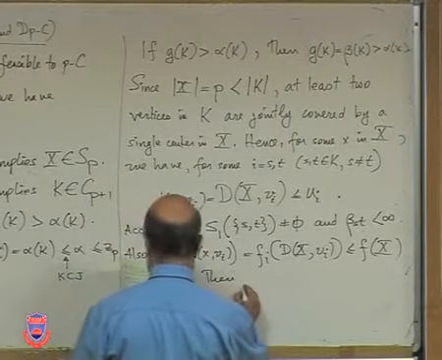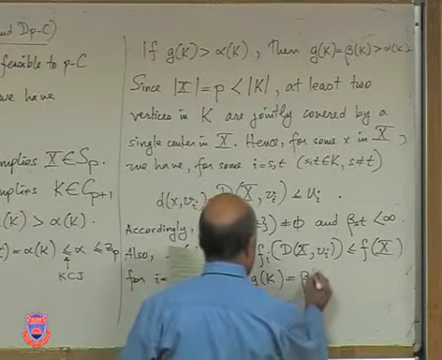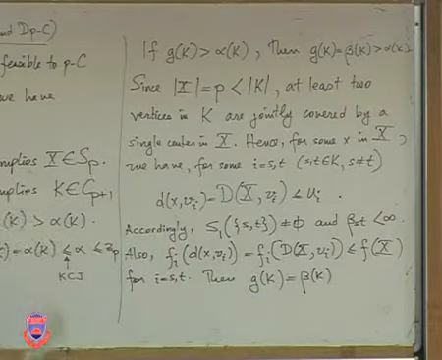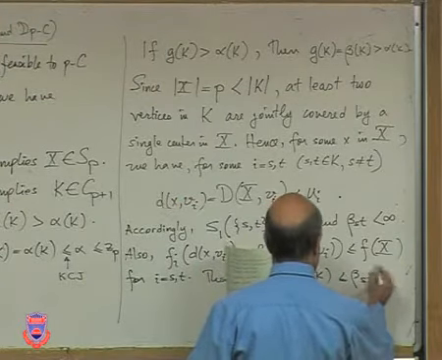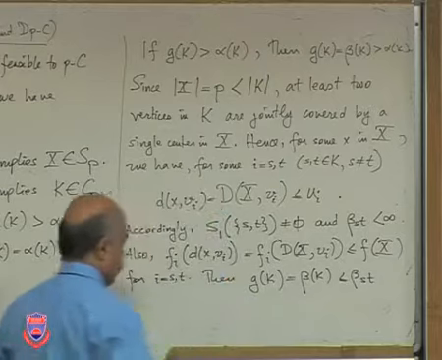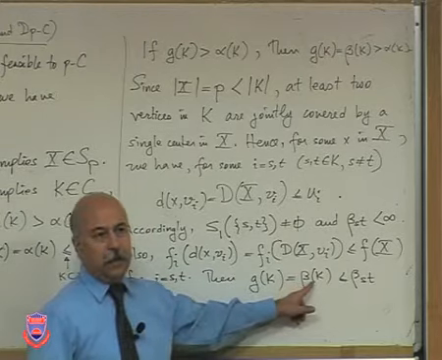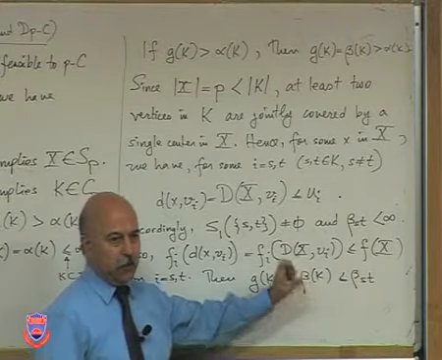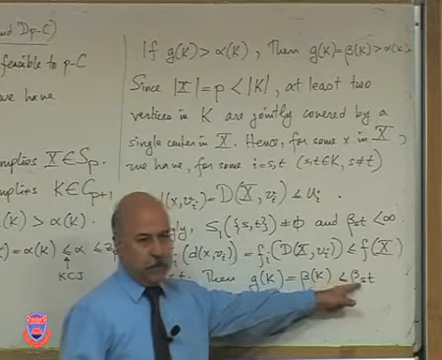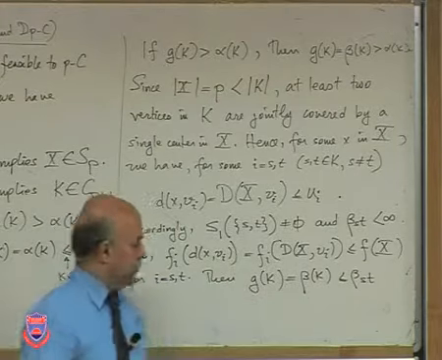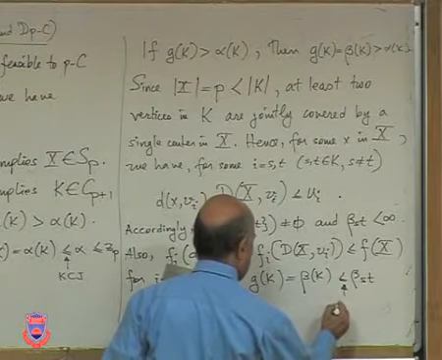It follows then that g of k, which is by assumption defined by beta of k, is less than or equal to beta st. Why is that true? Because beta of k is the minimum of the beta ij values where i and j come from k. And because of that, beta st is just one of those beta values, so it will be less than or equal to that. So this is simply from the definition of beta k.